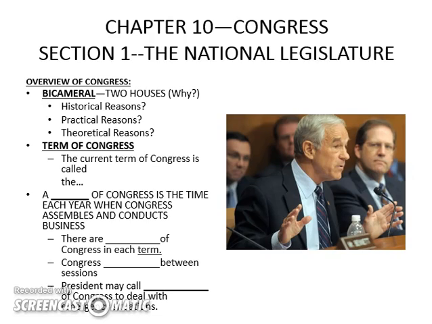A session of Congress is the time every year when they actually get together in Washington and they conduct their business. They try to pass laws and do all of the other things that they're charged with doing. There are 2 sessions of Congress in each term, meaning there's basically a period of time each year when Congress is in session, and there's a period of time each year when Congress is not in session. When they're not in session, they adjourn.